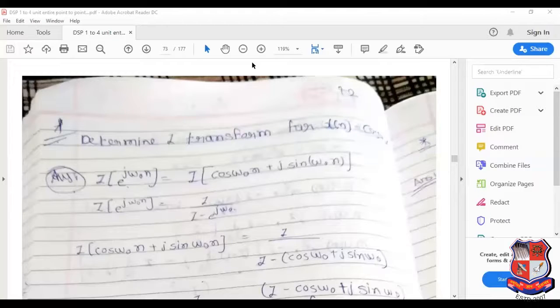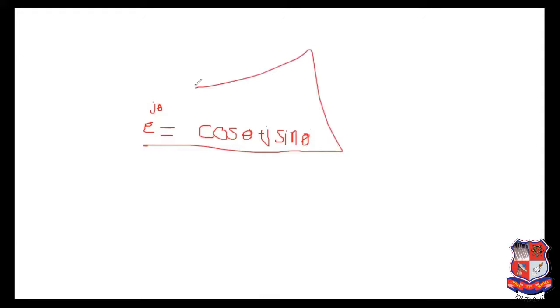I have shared the screen. See this: e raised to j theta equal to cos theta plus j sin theta. It is the basic equation.